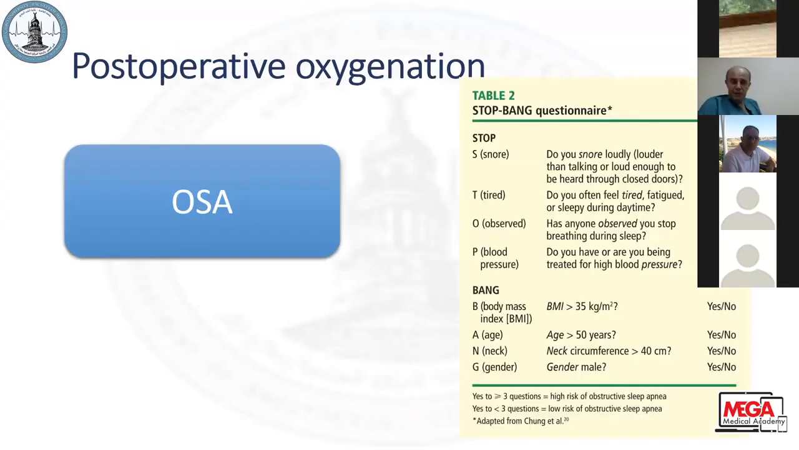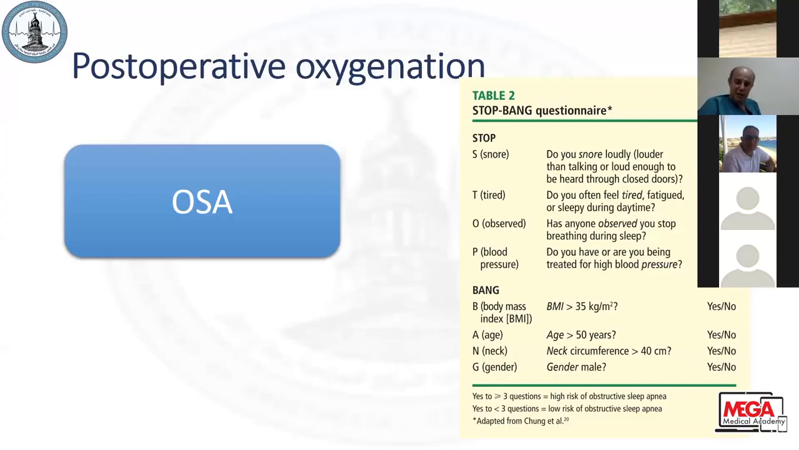A common problem is the post-operative oxygenation, especially in the obstructive sleep apnea patients. Therefore, we have to screen all of our patients preoperatively for the presence of obstructive sleep apnea, as 30% of these patients have undiagnosed obstructive sleep apnea.